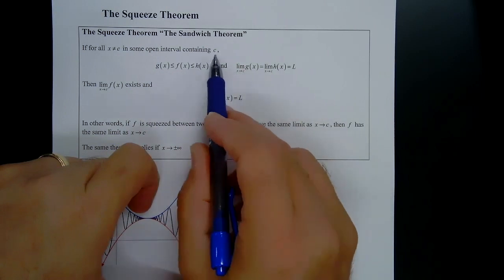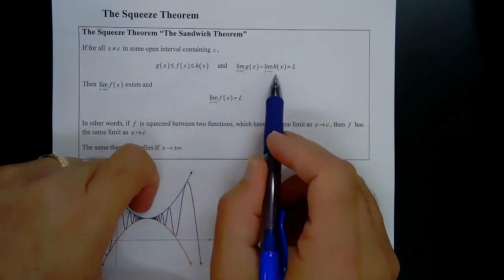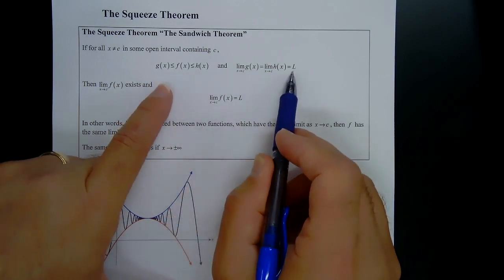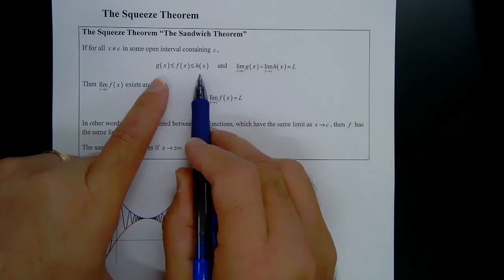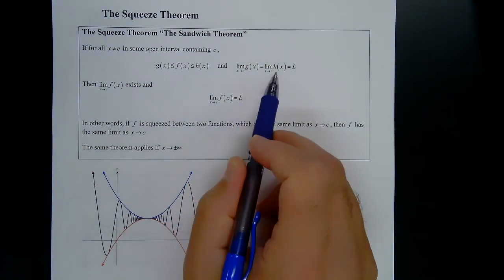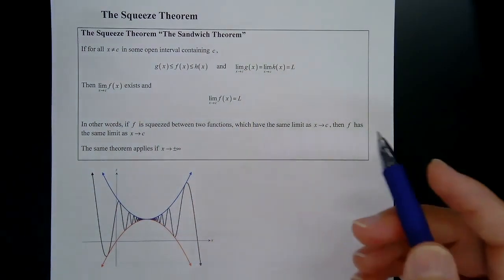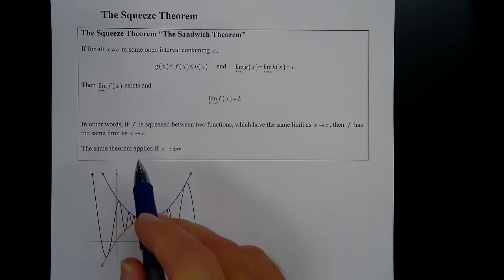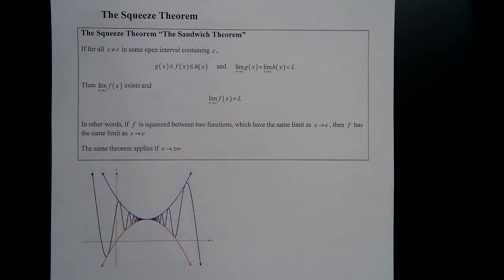And if we take the limit as x approaches the c value of g of x, and we do the same thing with h of x, the two outside functions, and they equal the same number, the limit is the same, then what that means is the limit as x approaches c of f of x would have to exist, and it would also equal L because it's sandwiched in between. I'm going to show you a graph down here in just a minute and talk about it more. In other words, if f is squeezed between two functions that have the same limit as x approaches c, then f has the same limit. And the same theorem applies if x approaches either infinity or negative infinity.